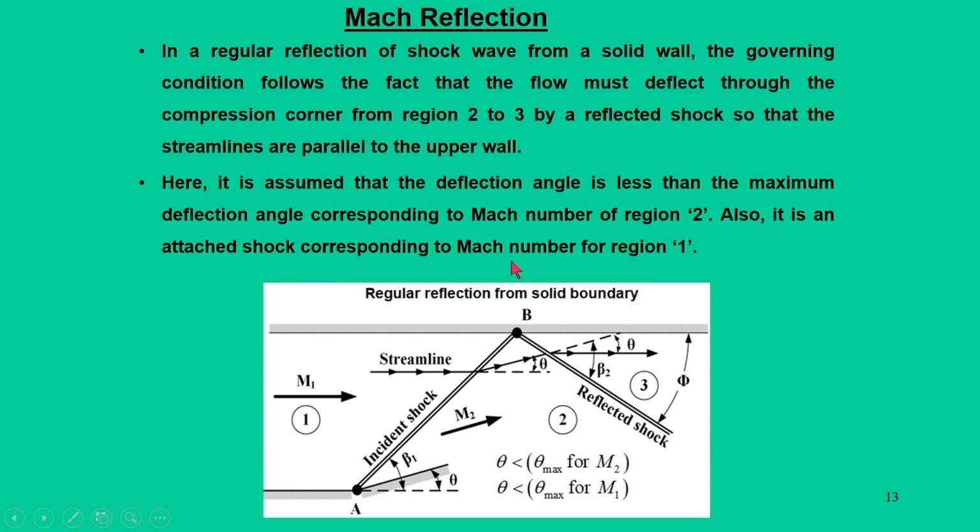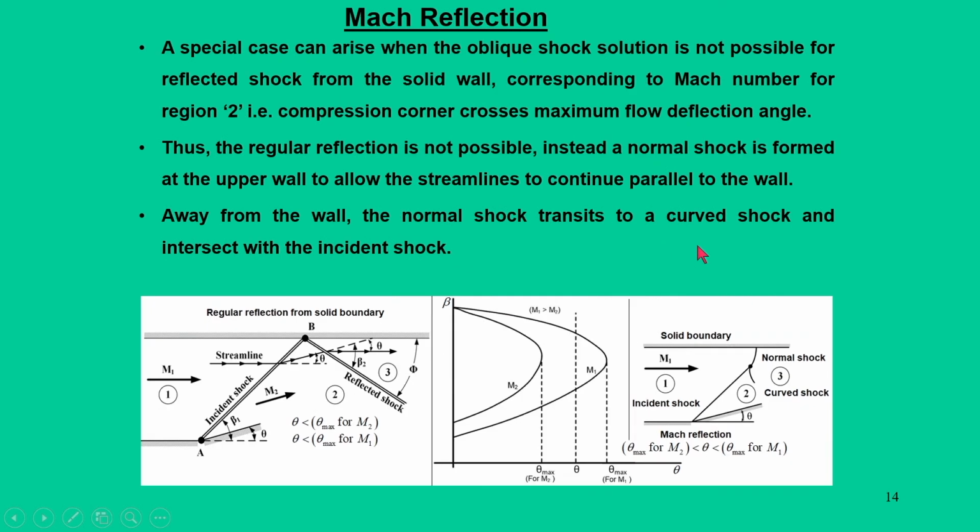Also it gives an attached shock situation for the Mach number in region 1. Now, a special case can arise when the oblique shock solution is not possible for the reflected shock from the solid wall corresponding to the Mach number in region 2, that is, the compression corner causes the maximum theta deflection angle. So, we will have a situation where theta max for M2 is less than theta, and theta max for M1 is greater. This condition gets imposed here, and the main problem now becomes another, more complicated situation.